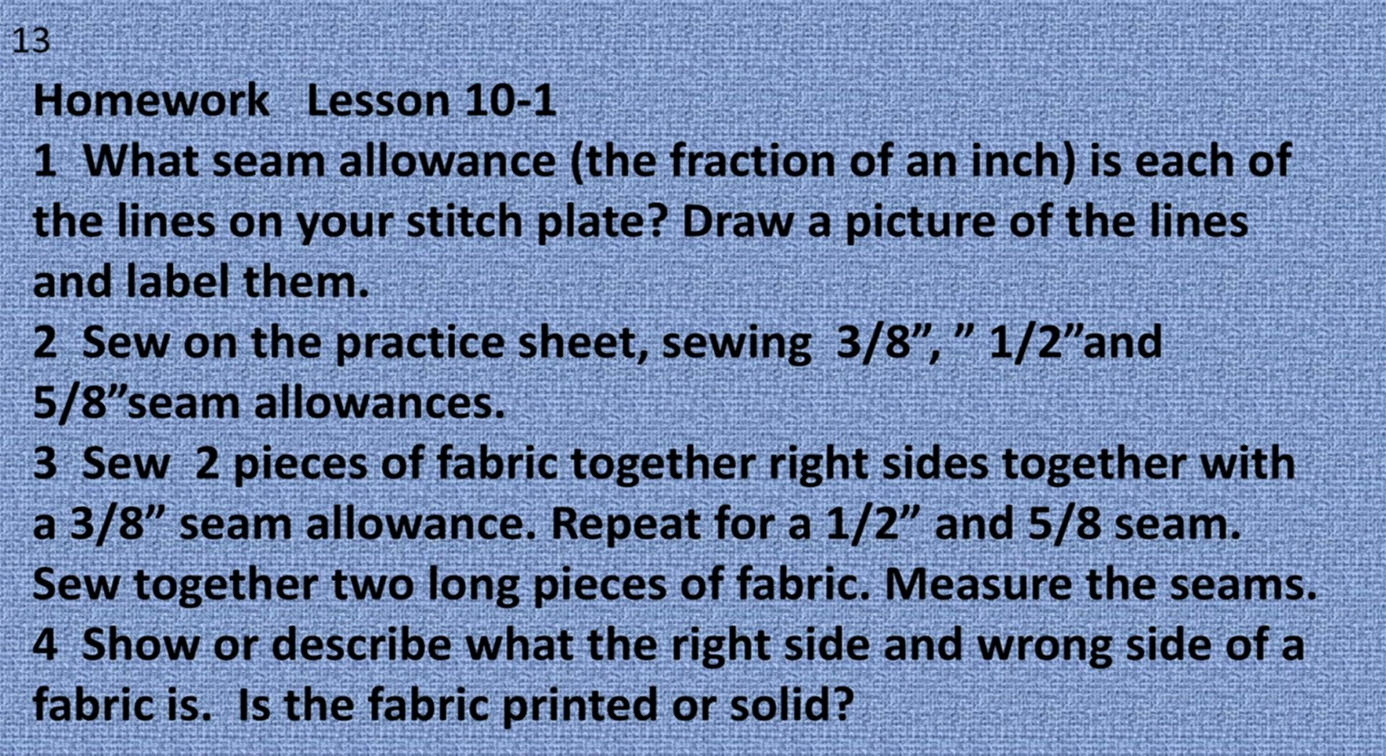3. Sew 2 pieces of fabric together, right sides together, with a 3/8 inch seam allowance. Repeat this for a 1/2 inch seam and a 5/8 inch seam. Sew 2 long pieces of fabric together. Are your seams accurate? 4. Show or describe the right side and wrong side of a fabric. Is the fabric printed or solid?